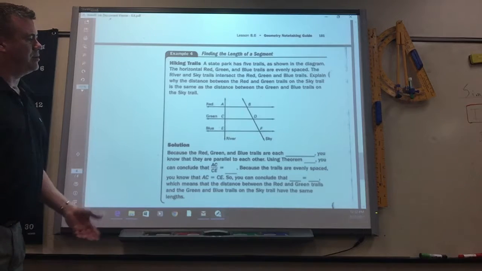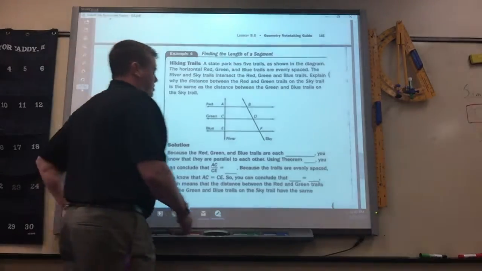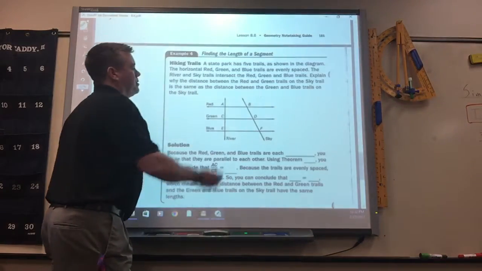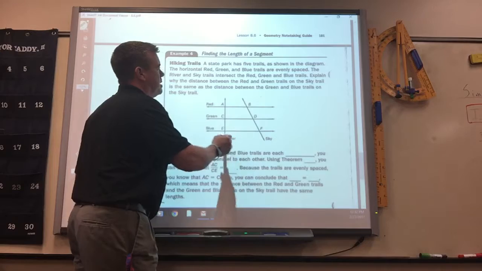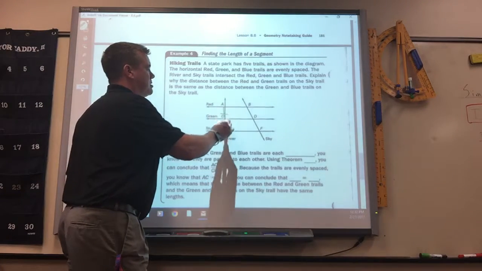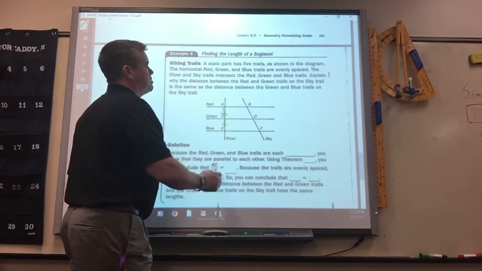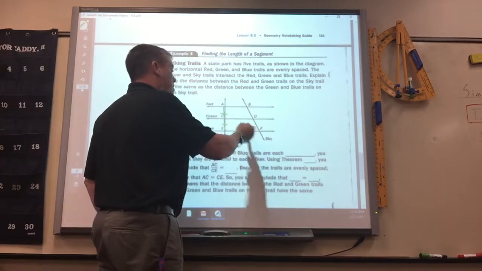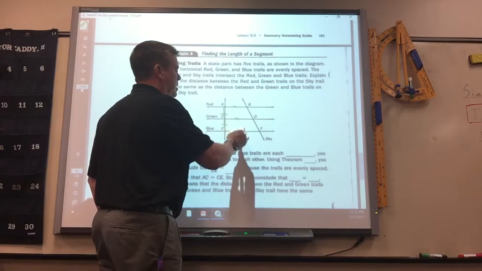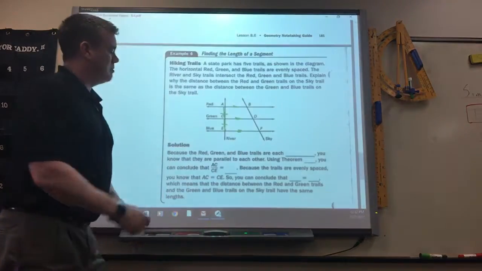All right, this one we don't need to go through. They're just saying explain why, if these are evenly spaced, if this and this are evenly spaced, why would these be? Well, the reason why is these lines would all be parallel, so the sides would be proportional.